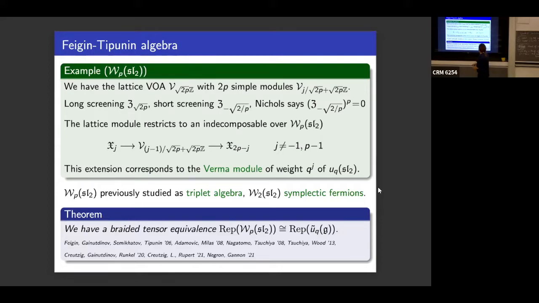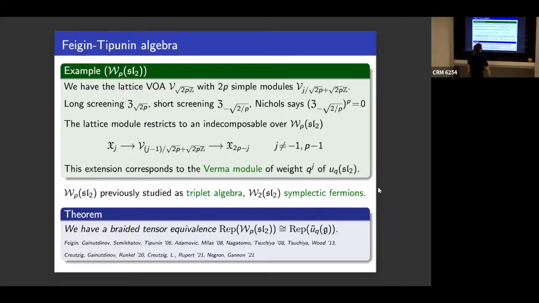Right? And now I can take these lattice modules and restrict them, to see how they look as modules over the triplet algebra, and they decompose. I have a little bit different notation here than Adamović in his work. It decomposes into an extension of an irreducible module of the triplet and some reflected irreducible module, except for these cases where they are irreducible. And these extensions correspond to what the Verma module of weight q^j is in U_q(sl2).